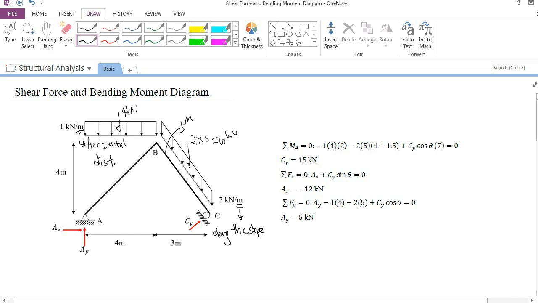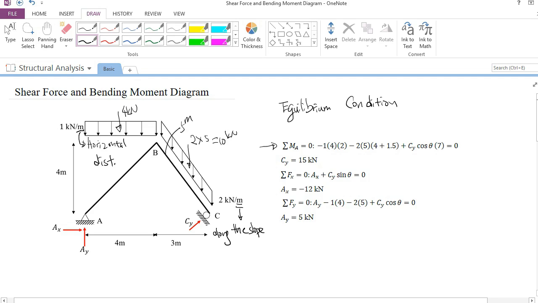So the first thing we need to do before we draw the shear force and bending moment diagram is to find out the reaction force. Okay, so how do we find them? We use the equilibrium condition. The first equilibrium condition that I've used is the summation of all the moments produced by the external forces with respect to A is equal to 0.